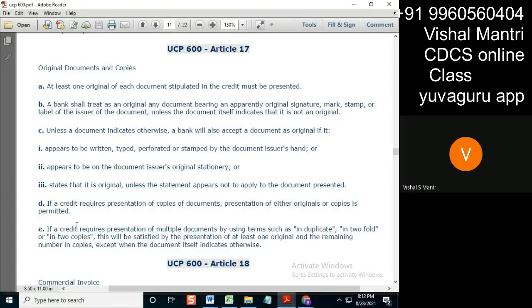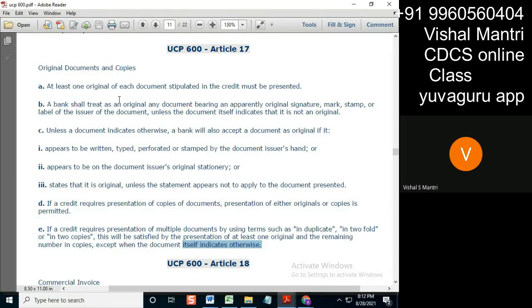Okay. If the credit requires a presentation of multiple documents by using terms such as in duplicate, in twofold, or in 2 copies, then this will be satisfied by presentation of at least one original and the remaining number in copies, except when the document itself indicates otherwise. What does this mean?